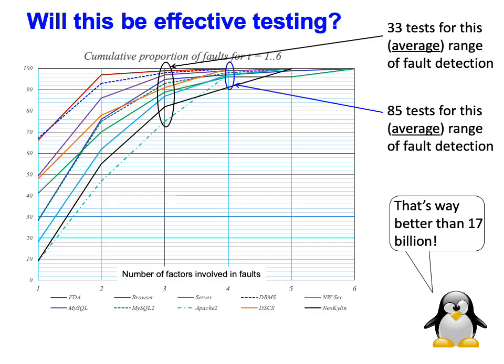So what this means in terms of test effectiveness is that we can cover a very large percentage of the anticipated failures using a very small number of tests. If we go out to a few hundred tests at most, we can cover all 5- or 6-way combinations. That's much better than testing all 17 billion combinations.